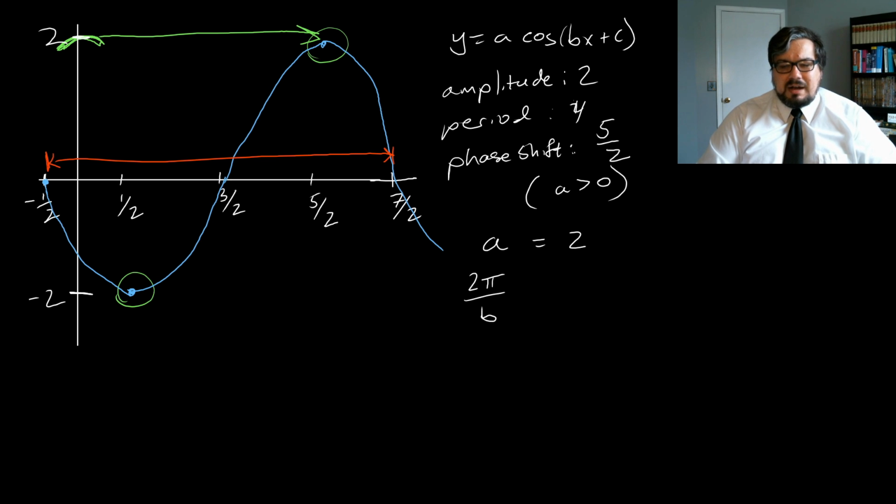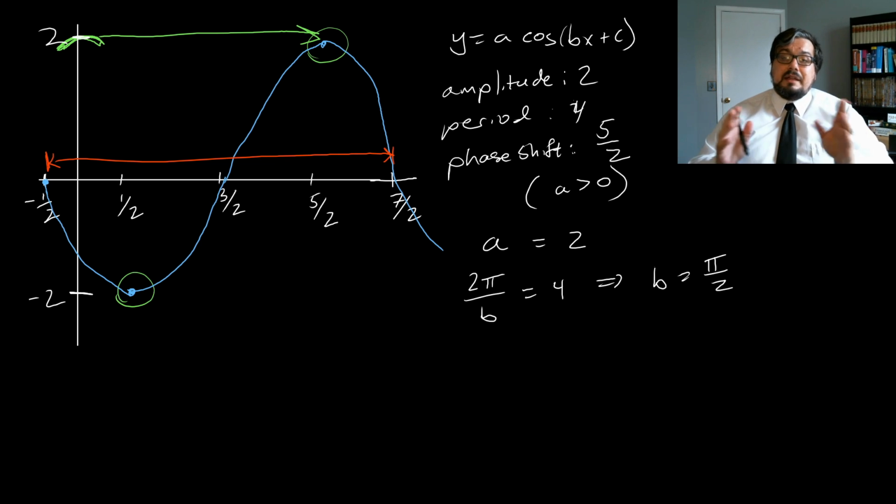We have that 2 pi over B is 4. And so in fact B is going to be pi over 2 again. So the period, the B value actually stays the same for sine or cosine. The A can differ by a sign. It could be positive in one and negative in the other, as we've seen here. And the phase shift is always different.